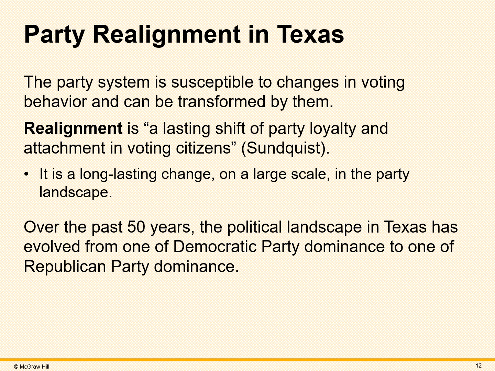The party system is susceptible to changes in voting behavior and can be transformed by them. Realignment. This is a lasting shift of party loyalty and attachment in voting citizens. It is a long-lasting change, a large-scale change in a party landscape. Over the past 50 years, the political landscape in Texas has evolved from one of Democratic Party dominance to Republican Party dominance, hence a realignment.